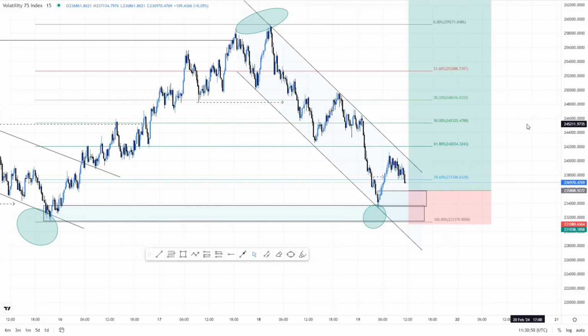VIX75, beautiful, almost on the zone. You can even start buying VIX75 now.